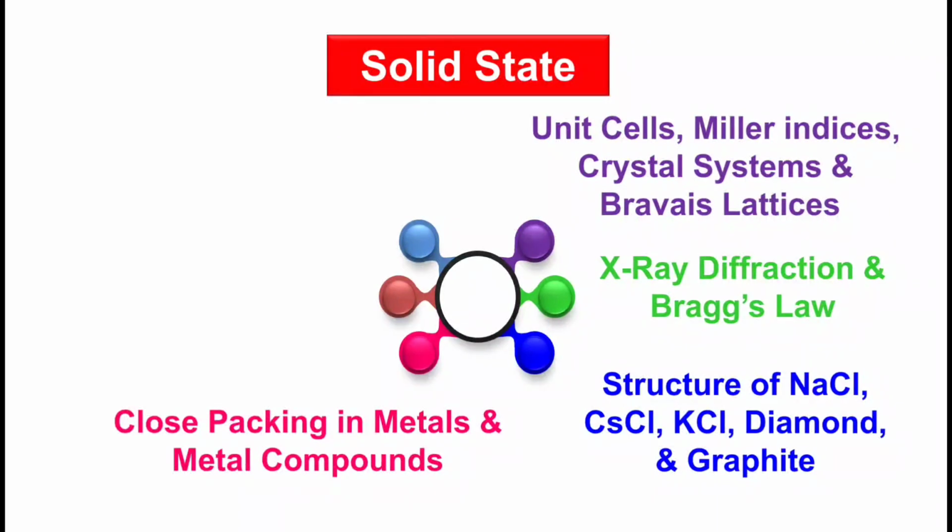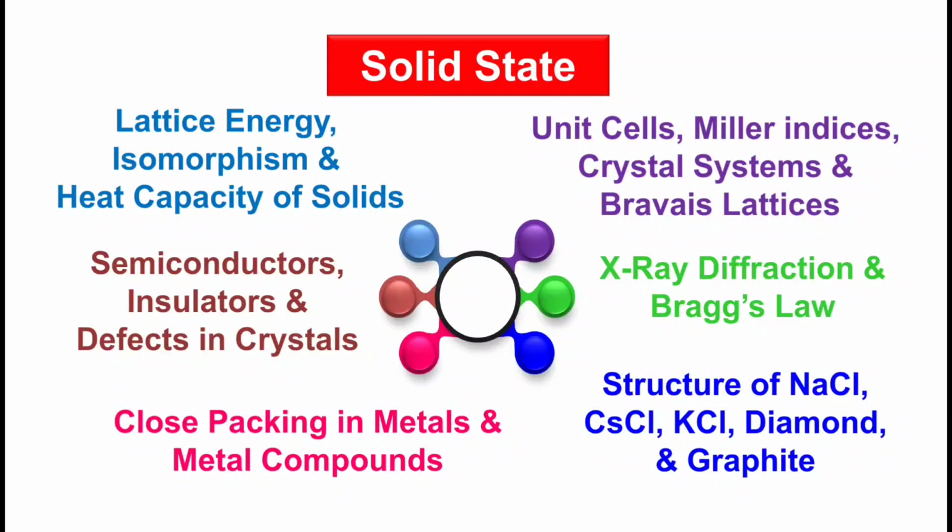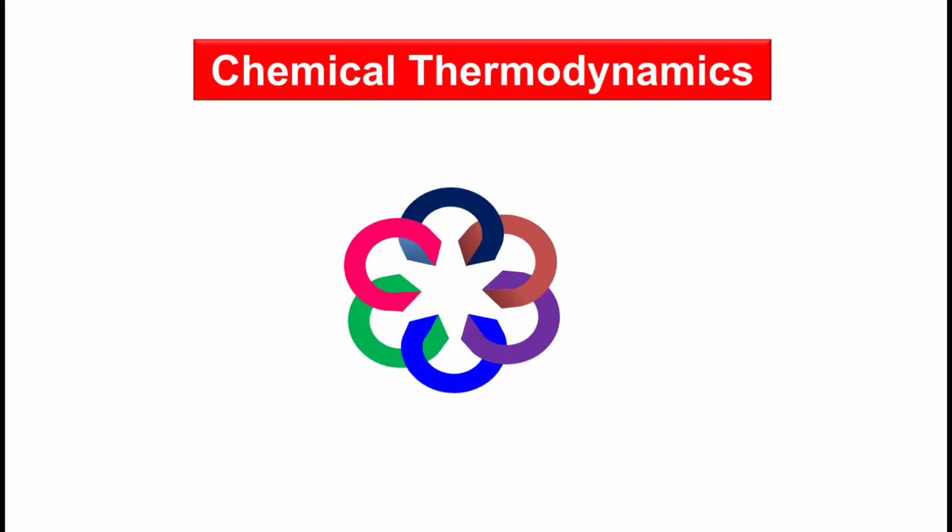Close packing in metals and metal compounds, semiconductors, insulators and defects in a crystal. Afterwards, lattice energy, isomorphism and heat capacity of solids. And these are the important parts in solid state chemistry.